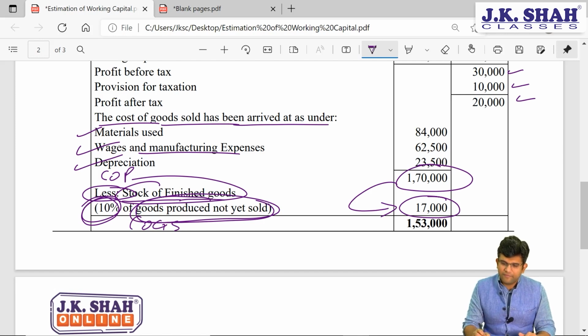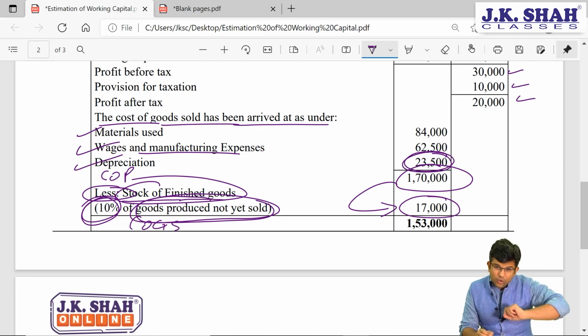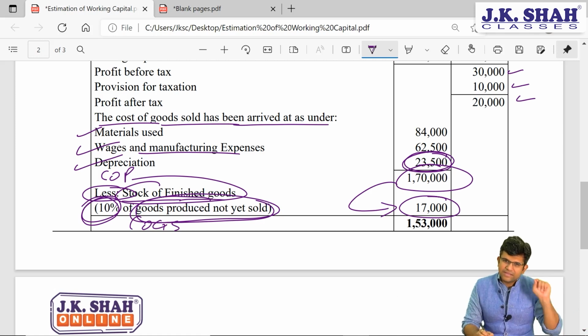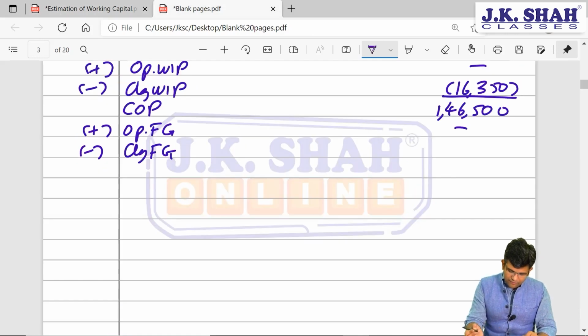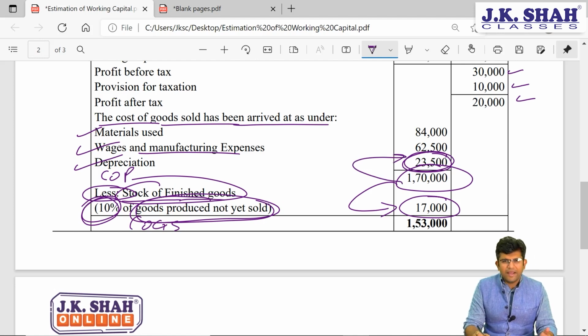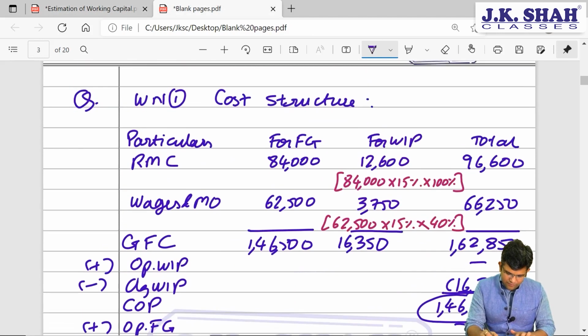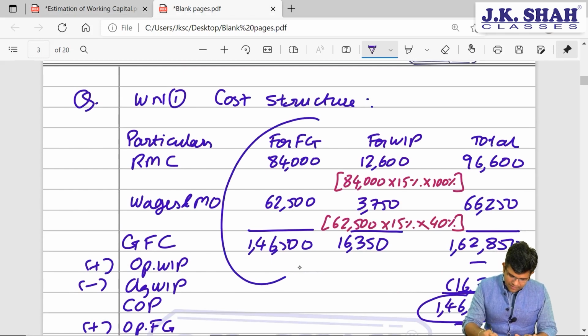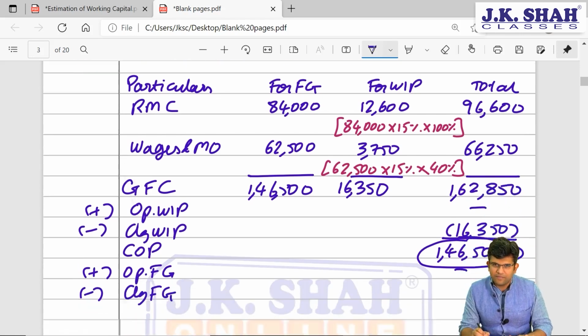Tell me what change we'll have to do. This 170, can I say, includes 23,500 also. Everybody clear? This 170 includes 23,500. We need to remove that, and then on the balance COP, 10% we will have to calculate. Everybody clear? So children, that COP without depreciation 146,500 we already have. This 146,500 is nothing but 1,70,000 minus 23,500, correct? Here we have not taken that depreciation element, right? So automatically this 146,500 is the cash COP, that is the COP without depreciation.